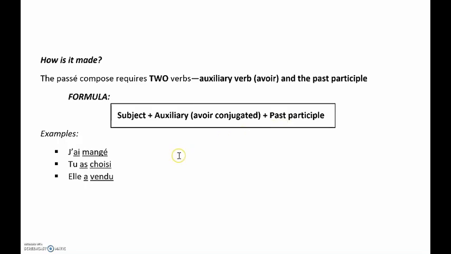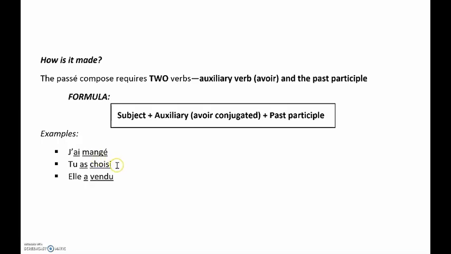So down here, I've got 3 examples. They're actually the same examples that I had in the English section just above. So I've got j'ai mangé. And as you can see here, I've got my 2 verbs underlined. I have my subject, je. Then I have avoir conjugated with je, so it becomes a. And then I have manger. That's the past participle, which means ate.